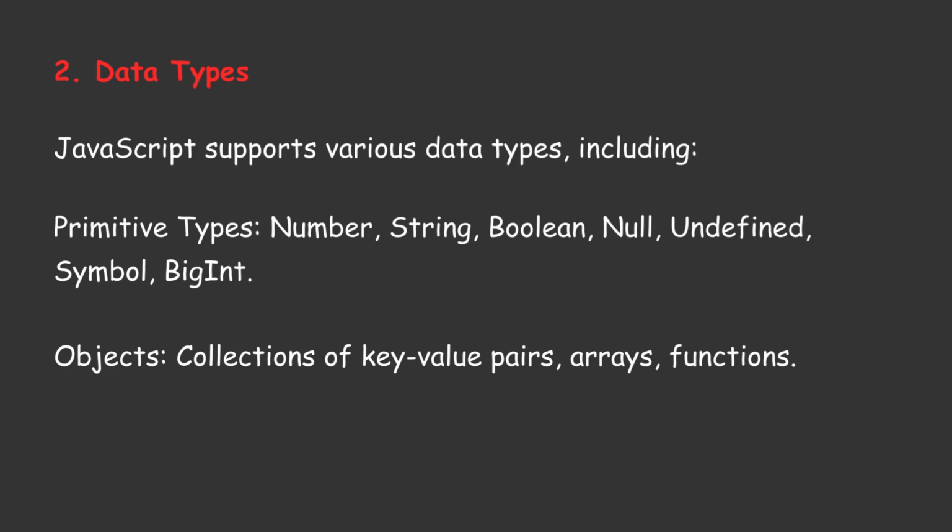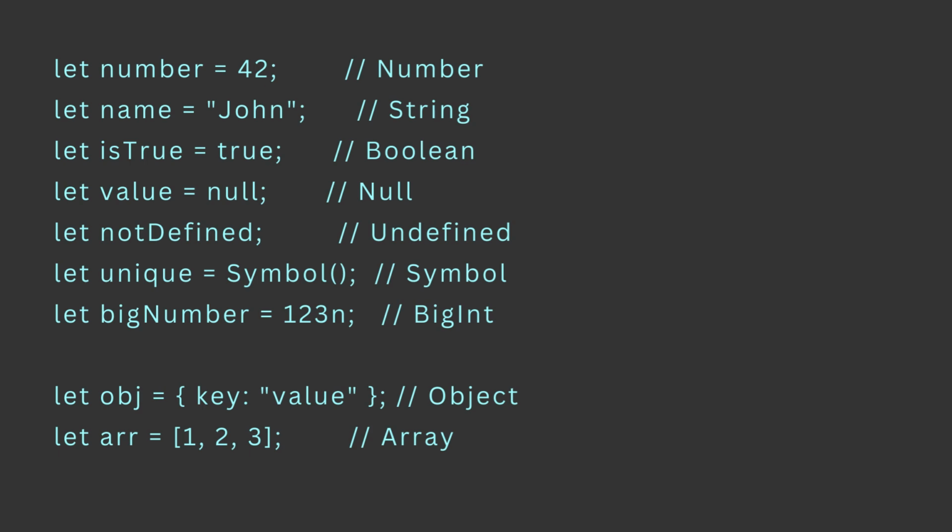Second is data types. JavaScript supports various data types, including primitive types. In primitive types there is number, string, boolean, null, undefined, symbol, and BigInt. And another one is objects, which are collections of key-value pairs, arrays, and functions. This JavaScript snippet declares variables of various types: number 42, name, isTrue true, value null, notDefined undefined, unique symbol, and big number 123n. It also creates an object obj with a key property.